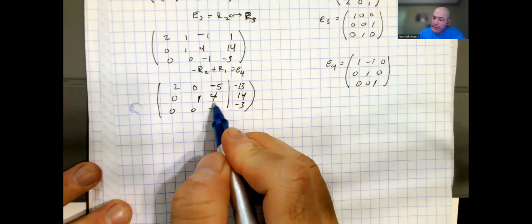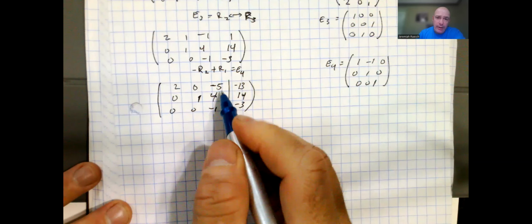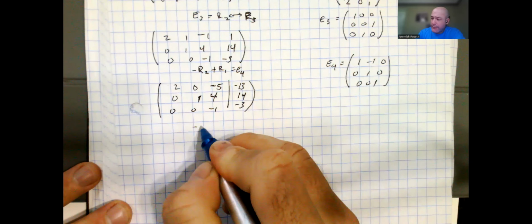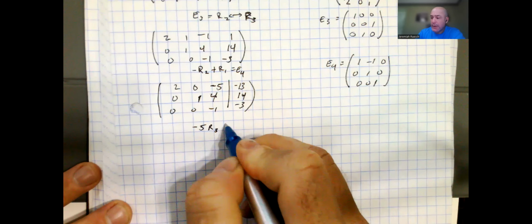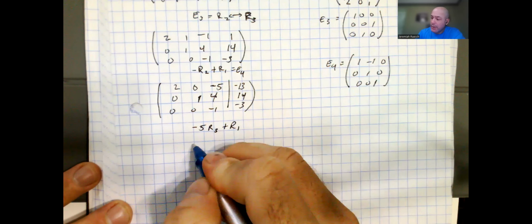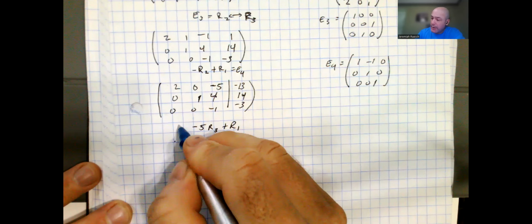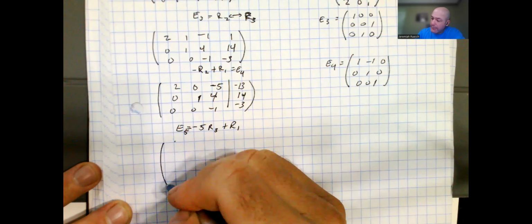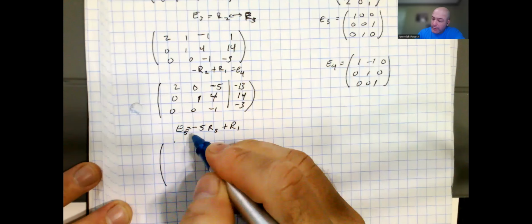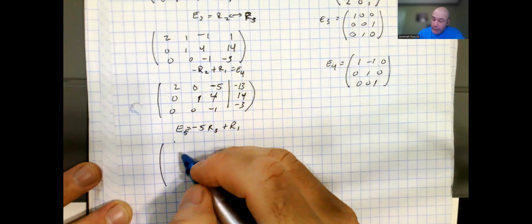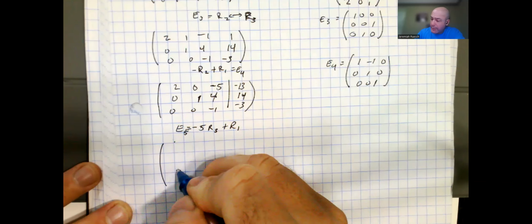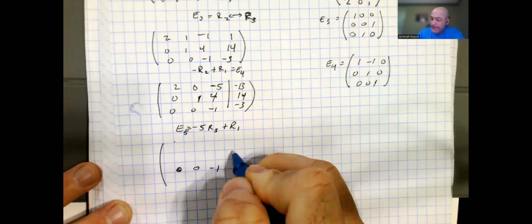Okay. Let's see what else we need to do. We need to eliminate these two terms. So it looks like if I do negative 5 times row 3 and add it to row 1, that will be my E5. Okay, so row 3 is the only one that's not going to be changing here.